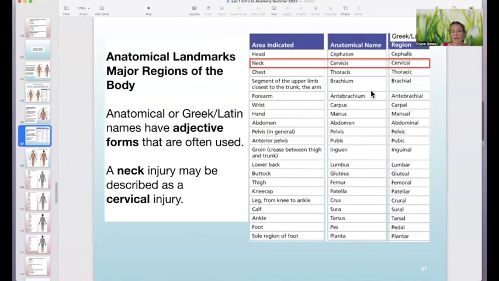All right. Now, there are anatomical names that are nouns, and then there are anatomical names that are adjective forms. So the neck has a Greek or Latin name, cervicis, and the adjective form is cervical. And now it's starting to look more familiar. So a neck injury might be described as a cervical injury. So any of you who've done any clinical work, you may have seen the word cervical injury or a person wearing a cervical collar because they had a cervical injury, things like that, right?